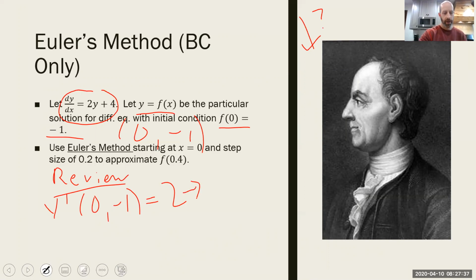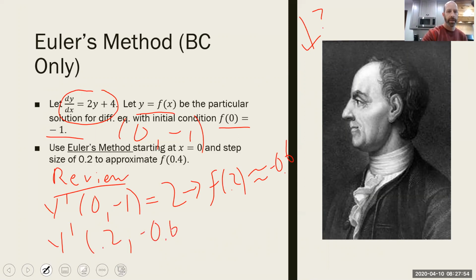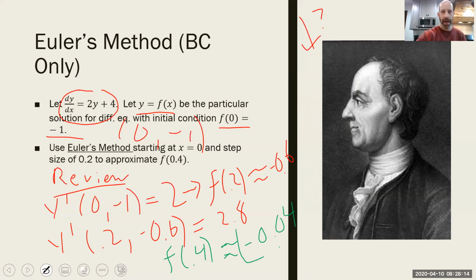Then using that information, we can say that f of 0.2 is approximately negative 0.6. Now we use that information and we'll say that y prime of (0.2, -0.6) ends up giving us 2.8. And then that gives us our final answer here, which is going to be that f of 0.4 is approximately negative 0.04. That's your answer. I'm at 10.5 minutes, so I need to stop there.